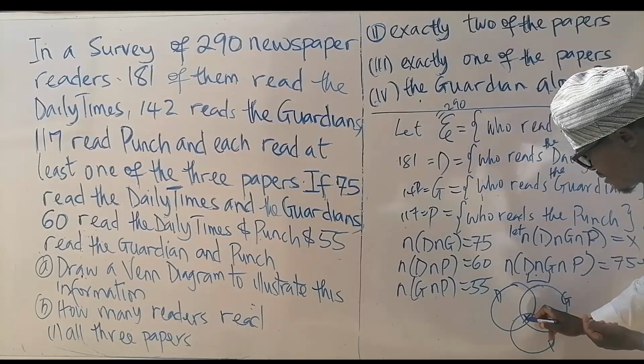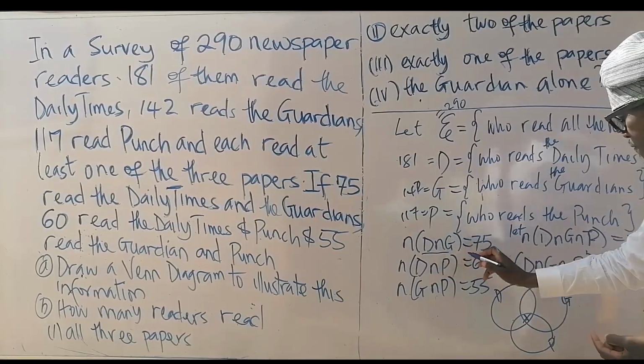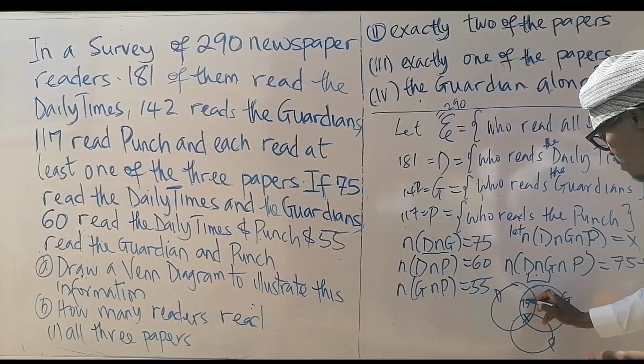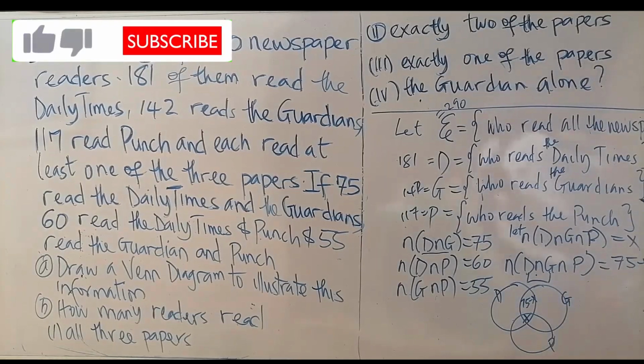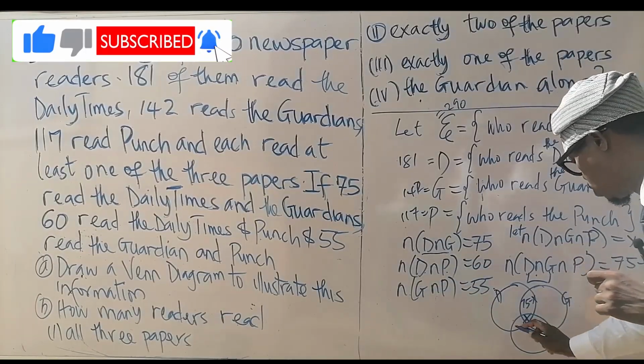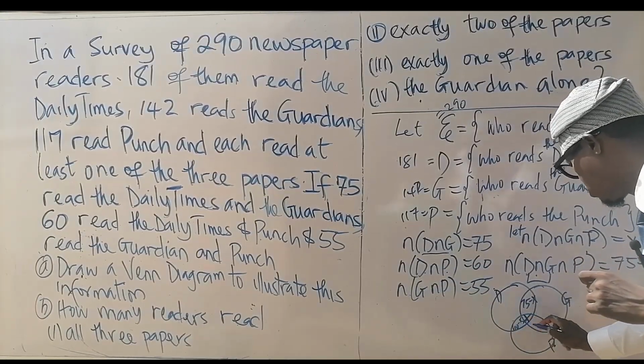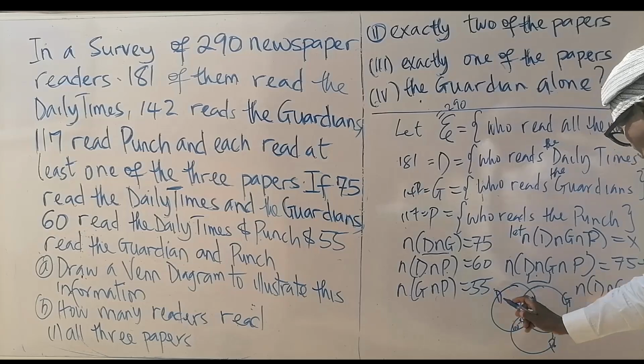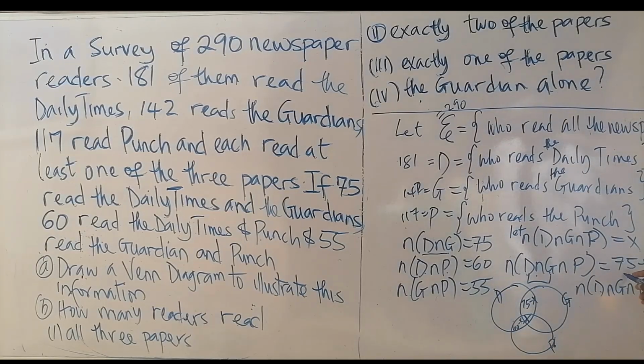So to find the Daily Times and the Guardians only, you're going to remove this X from 75. That is 75 minus X. Also, the Daily Times and Punch only will be 60 minus X. So you combine D and P and exclude your Guardians, and that's 60 minus X.